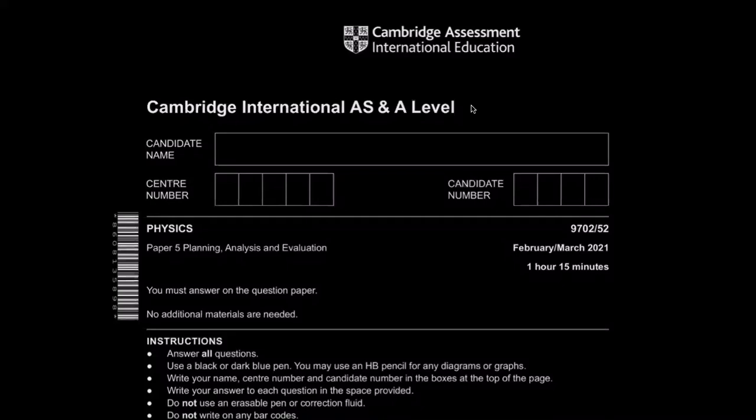So we are done with 2022, the most recent year, and now we move back to 2021. So this is the first paper from that year which we are going to be looking at, which is March 21, paper 52. Right, so let's start.